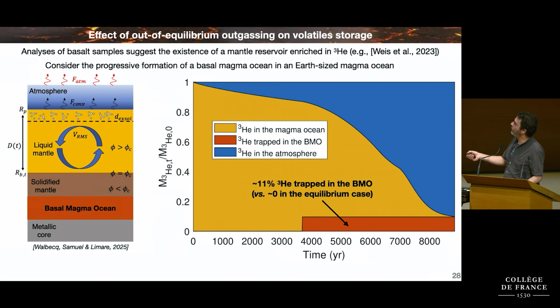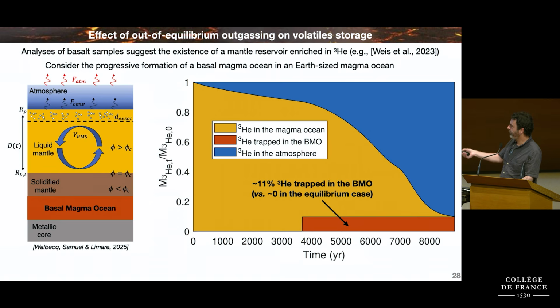So what you see here is the partitioning of helium-3. Again, this is a rare gas for which observations suggest that there's an undegassed reservoir in the mantle at the present day. And this is the partitioning of this helium relative to the initial value. So initially, this is time. Initially, everything is in the magma ocean. And with time, you are going to release helium-3 into the atmosphere. This is what you see in blue.